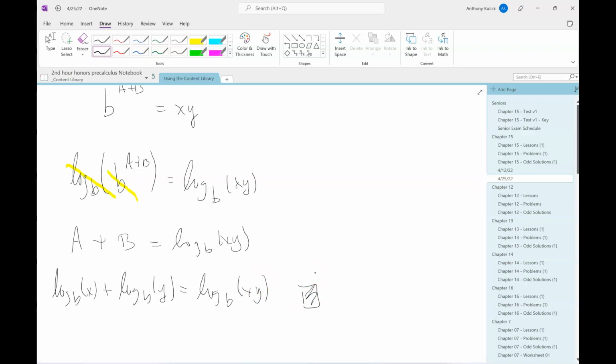To do the quotient property or the power property, you'd do similar things. The substitution situation would be quite similar.